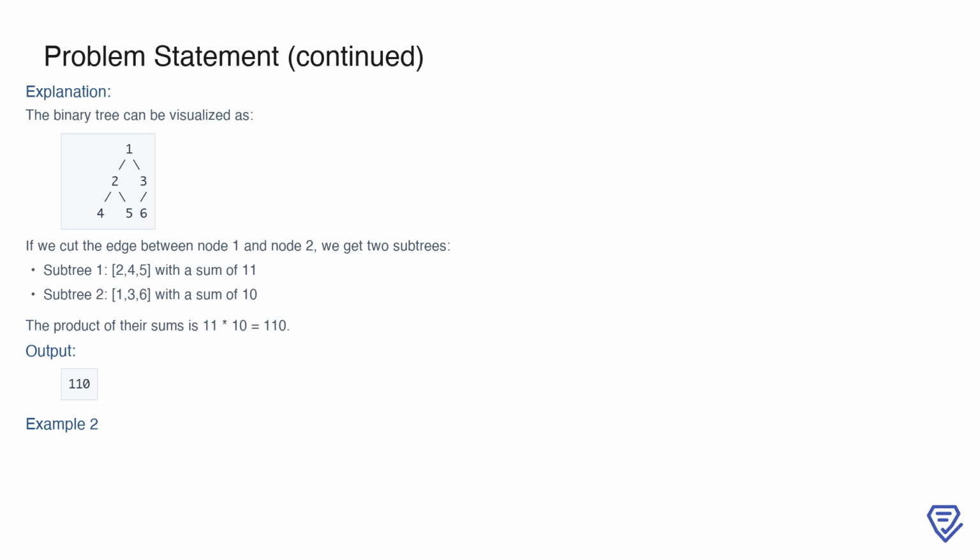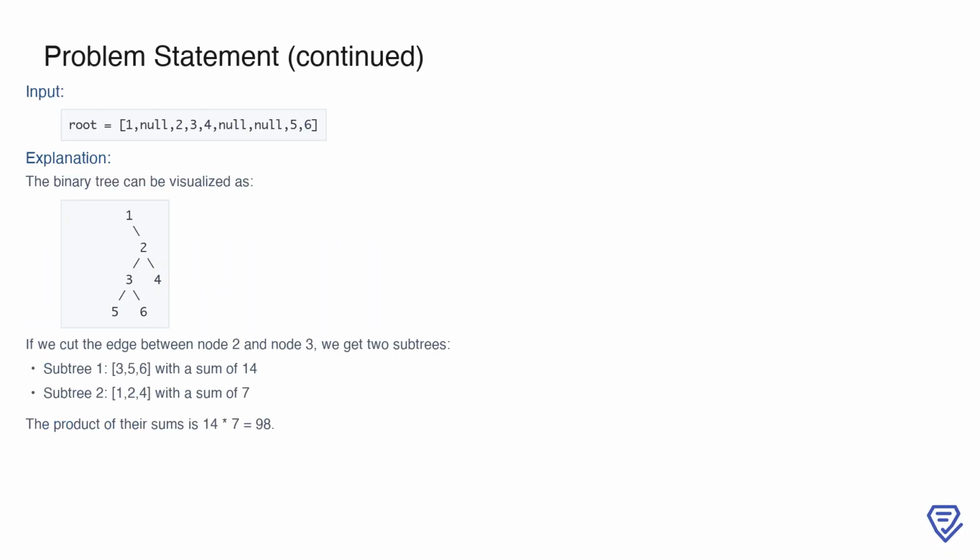If we cut the edge between node 1 and node 2, we create two subtrees. The first subtree contains nodes 2, 4, 5, which have a sum of 11, and the second subtree contains nodes 1, 3, 6, which have a sum of 10. The product of these sums is 11 multiplied by 10, giving us 110. This value is the output for this example.